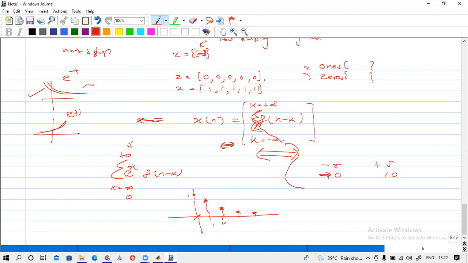So this is called exponentially decreasing. It is e to the power minus t, and this is called exponentially increasing. This is e to the power t, okay. So exponentially increasing and decreasing signals are related with capacitor charging and discharging, if you can remember.